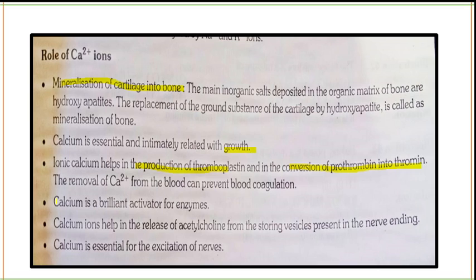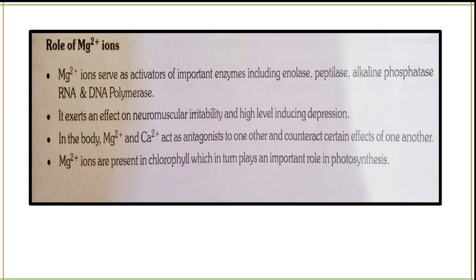Next, calcium acts as a brilliant activator for enzymes. Calcium ions also help in the release of acetylcholine, a chemical messenger which is released from the nerve endings. Calcium is also essential for the excitation of nerves. When you talk about polarization and depolarization in case of nerves, calcium is an essential factor which plays an important role. This was all about calcium ions.